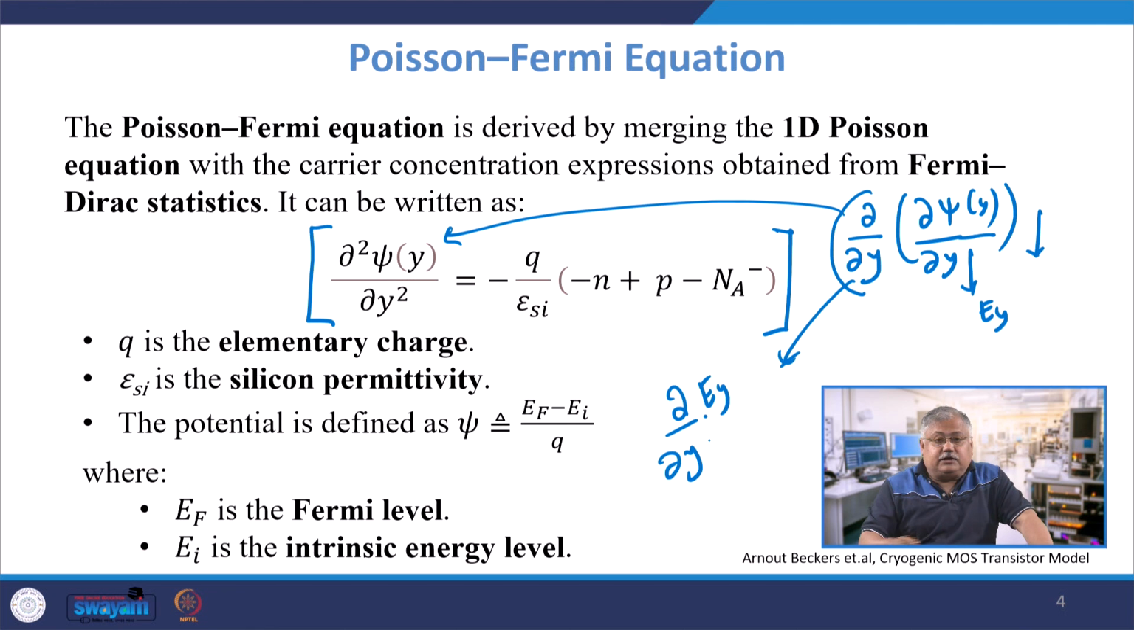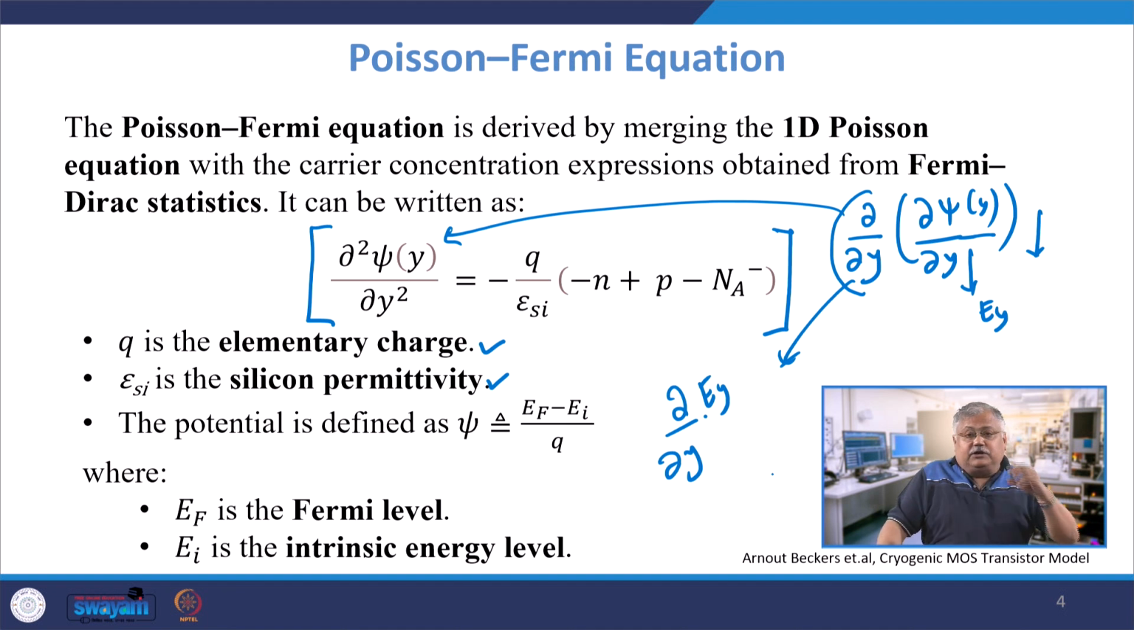So this relates how the electric field is varying in the y direction to the total amount of charge available. I am putting a minus sign on the outside. Because an electron is a negative charge, I put a positive charge p here, and I am assuming that acceptor ions have accepted electrons and thereby converted them into free holes. q is the elementary charge and ε is the silicon permittivity.